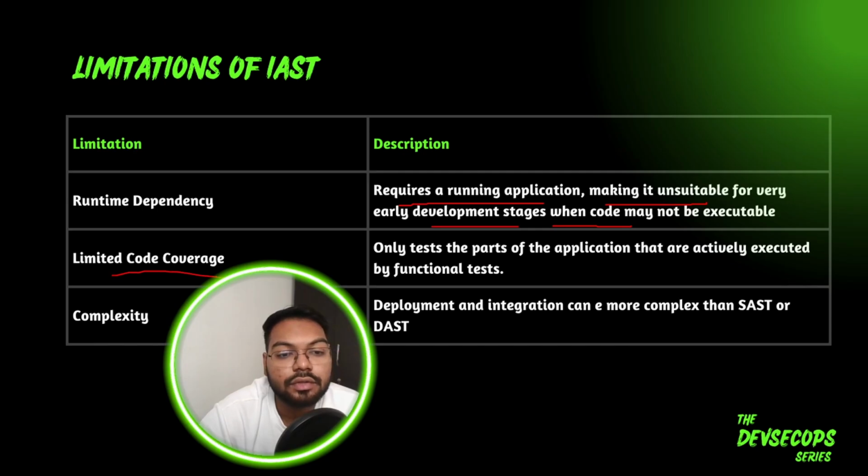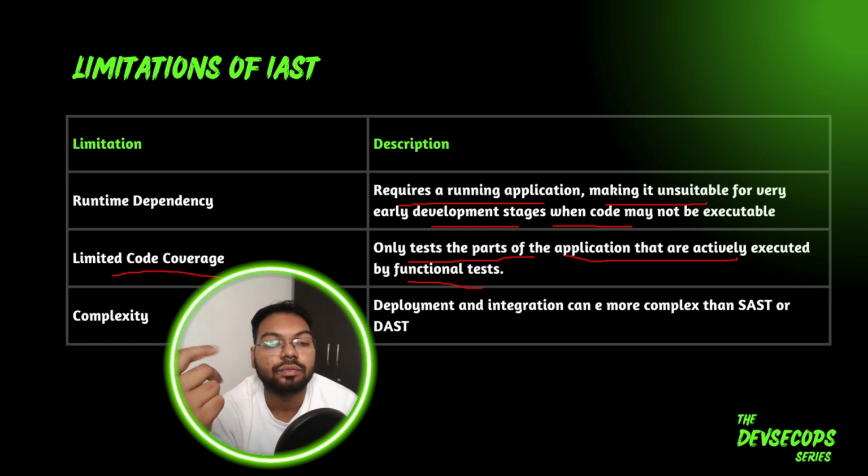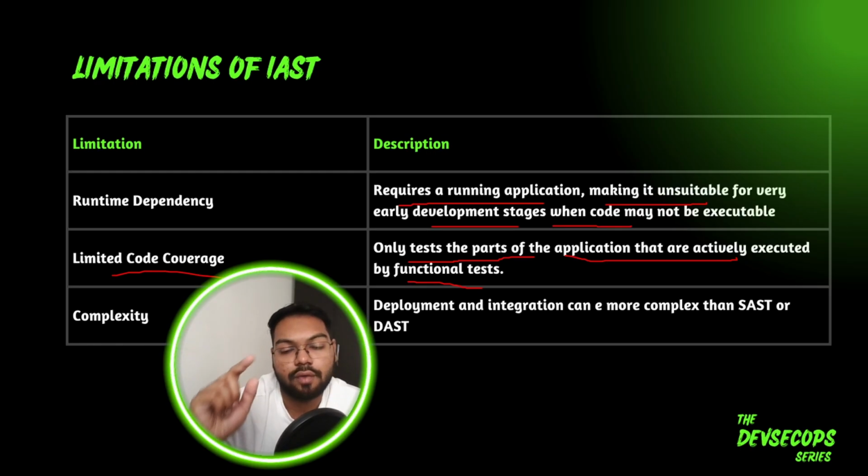Then limited code coverage. It only tests the parts of the application that are actively executed by functional tests. Remember I mentioned earlier that it would not cover the application entirely unless you have covered the entire unit tests for all the functional application code present in the software that you have created. So it would be limited as much as you give it. It would not cover the entire application. So that's one more limitation. You have to be actively working on the unit test cases.